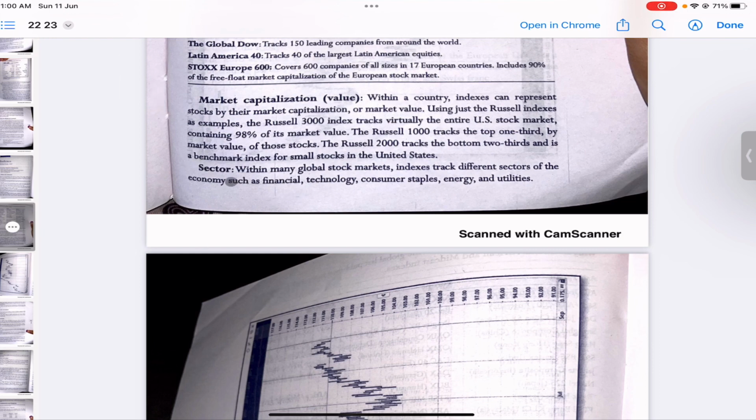Now we have sector. What is sector? Within many global stock markets, indexes track different sectors of the economy, such as financial, technology, consumer staples, and energy. Now, this is again talking about bifurcating it into different sectors.